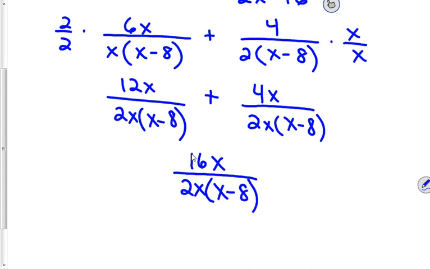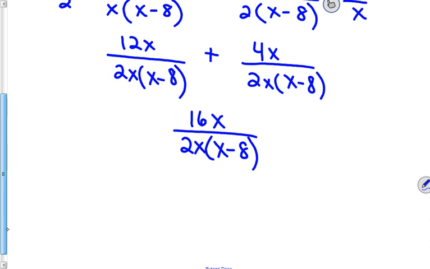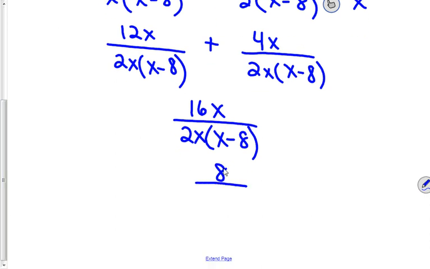So the addition is done, but I can simplify this. 16x divided by 2x is 8. So I can rewrite this as 8 over x minus 8.